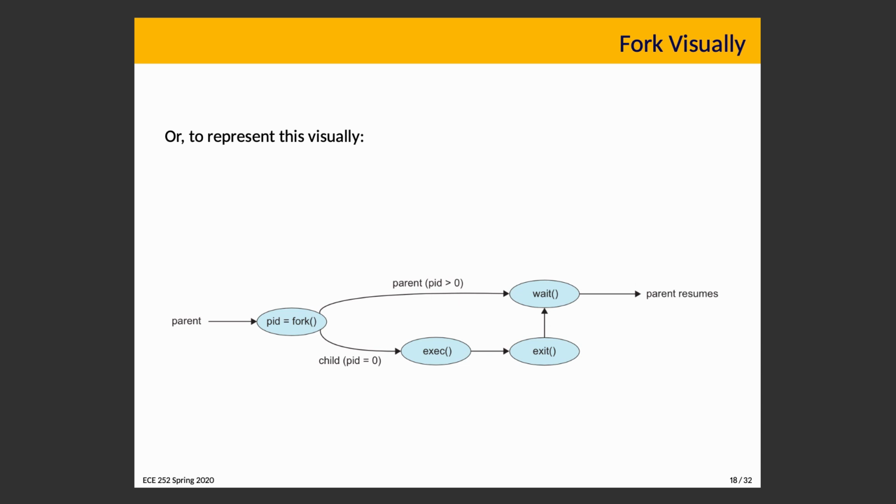So if you wanted to represent that visually, when we get to the fork statement in the parent process, things split off. If it's the child process, it takes the lower route here where exec occurs, and it does whatever executable we have asked for. And that gets to an exit statement. The parent process, if PID is greater than 0, just continues straight on to wait. It waits until the exit has happened from the child, and then, well, the parent resumes.